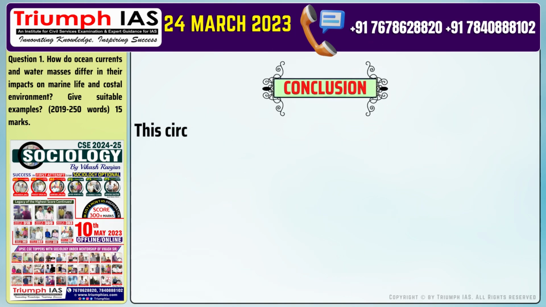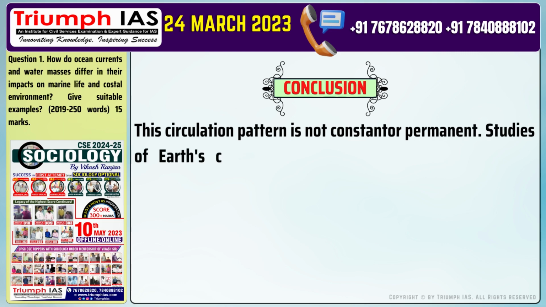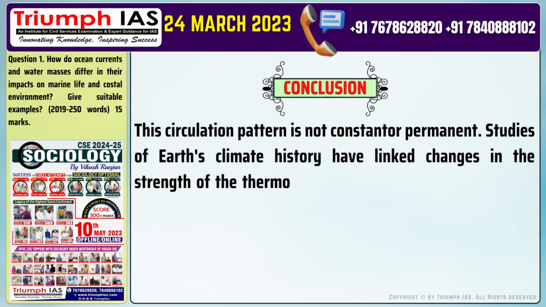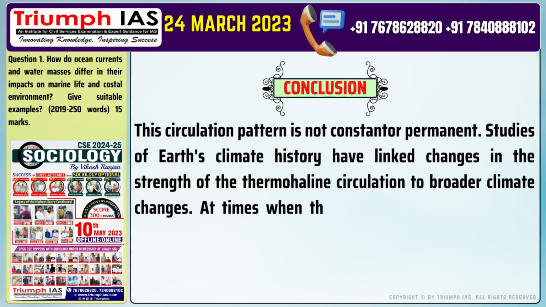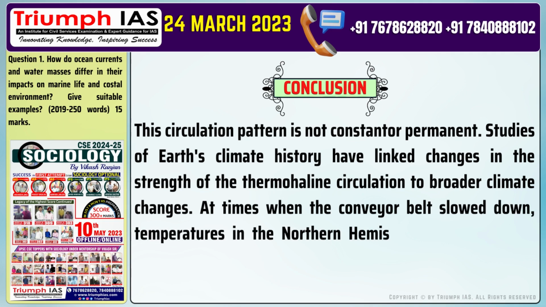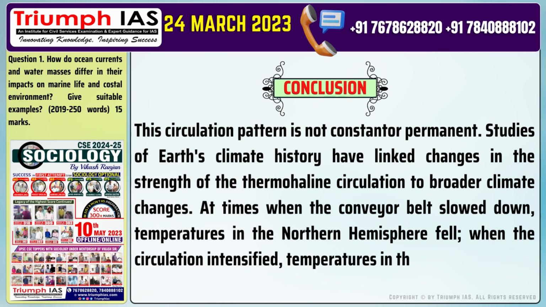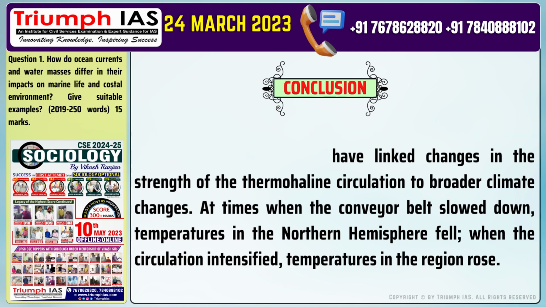The conclusion of the answer is: this circulation pattern is not constant or permanent. Studies of Earth's climate history have linked changes in the strength of the thermohaline circulation to broader climate changes. At times when the conveyor belt slowed down, temperatures in the northern hemisphere fell. When the circulation intensified, temperatures in the region rose.